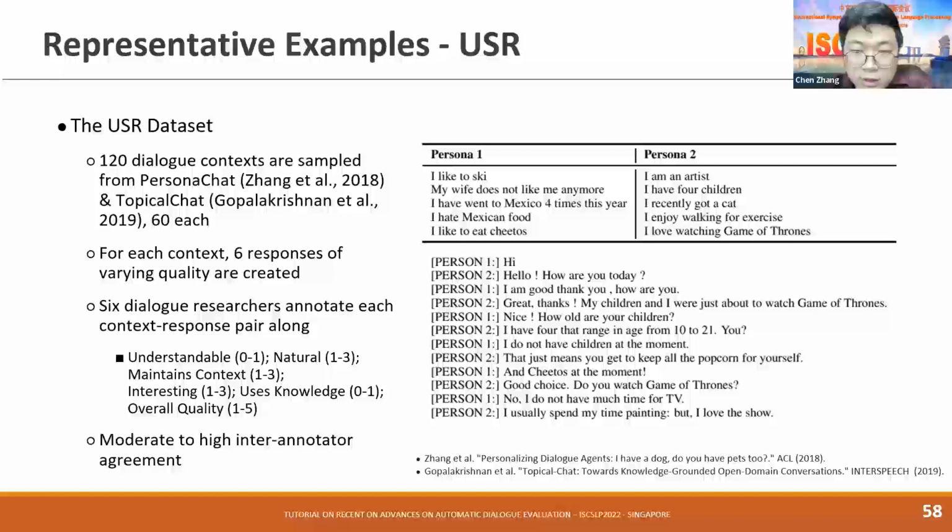For the overall quality, on a scale of 1 to 5, they score their first impression of the response. And here on the right is an example from PersonaChat. To sample the context, they just sample, for example, the first 3 utterances maybe. Then they use a dialogue model to generate a response following these three utterances. And for the dialogue quality, we usually use the interlocutor agreement to tell whether the quality of the data sets is good or not. We observe that for each dimension, there is a moderate to high interlocutor agreement. So the quality of the USR data set is good.